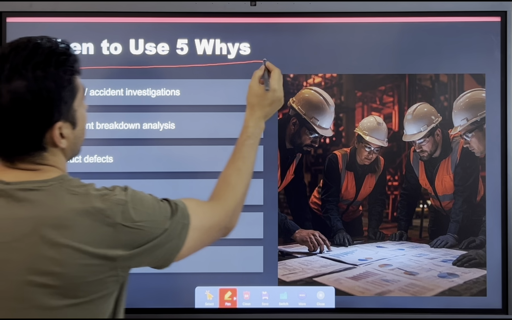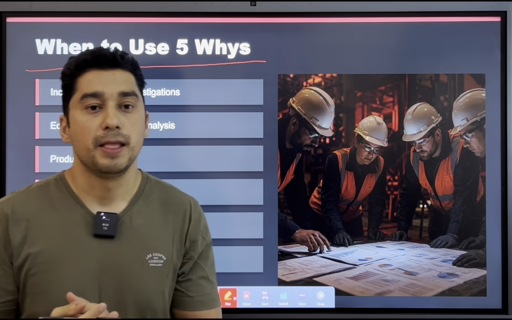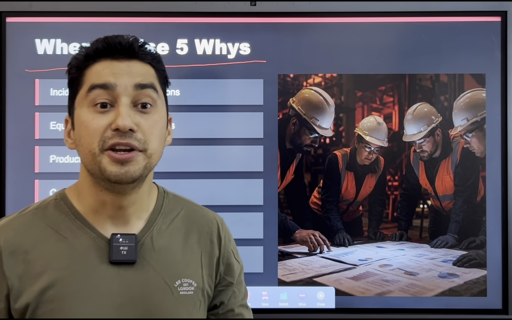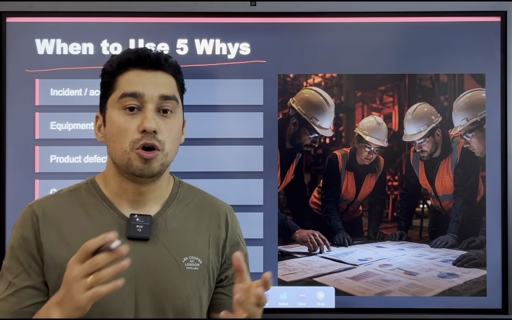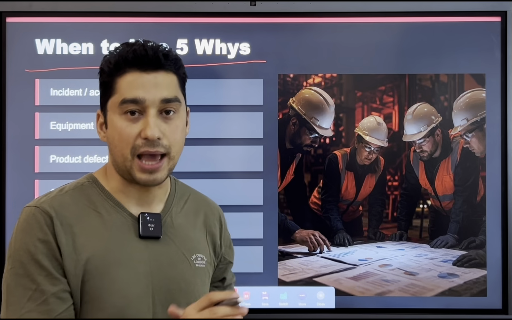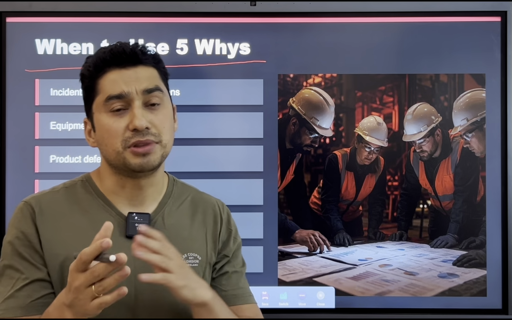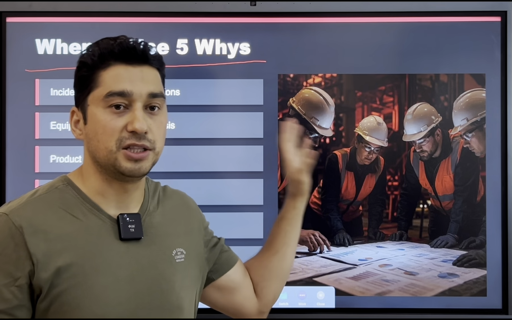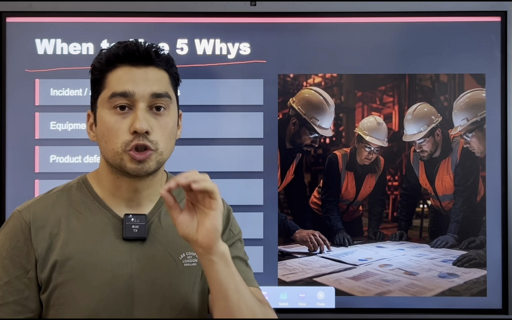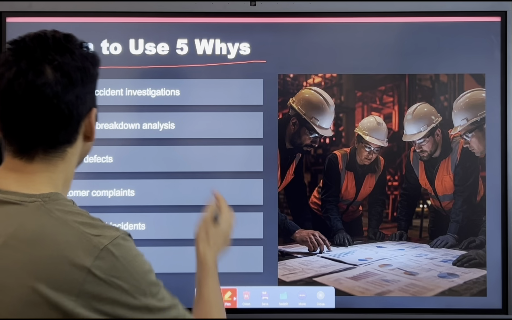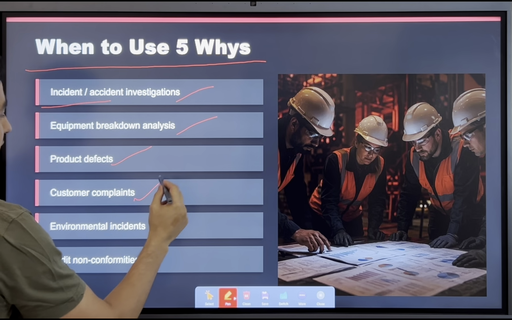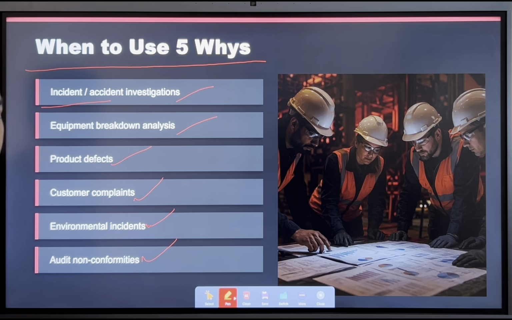When to use 5 Why analysis? When can you use it? We use 5 Whys in all types of operational issues, accidents, near misses, equipment failure, quality issues, environmental incidents and audit findings as well. Anytime something goes wrong, apply this tool, identify the real root cause and sort that problem out. Okay, so these are the areas where we can use the 5 Why analysis.